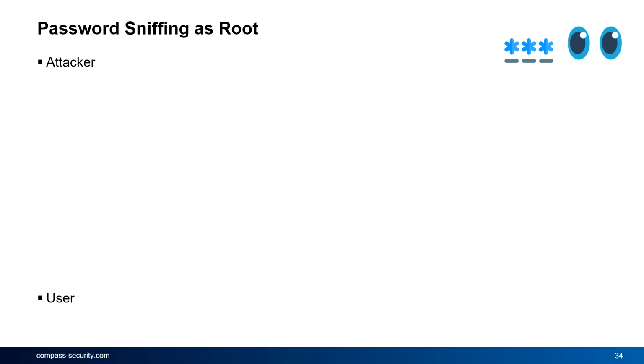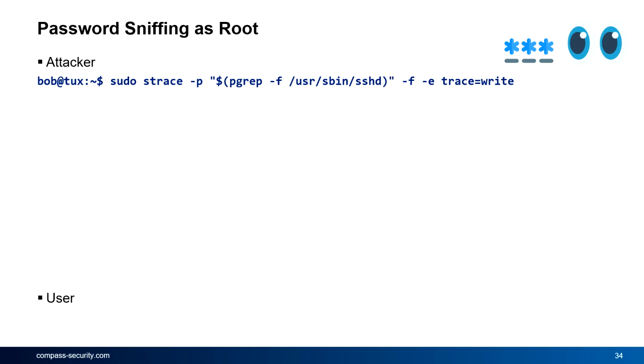This is an example of how this looks. On the attacker machine, in this case Bob has admin privileges, in this case via the sudo command, and then Bob starts strace, the debugger, and sniffs all the system calls. With -p, you can provide the process ID of the SSH daemon. Then with -f, you say you want to follow all children of this process. And then with -e, you want to trace the right system calls. Then strace attaches to the SSH server process.